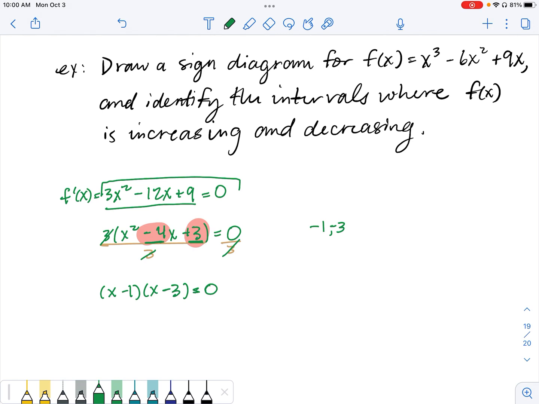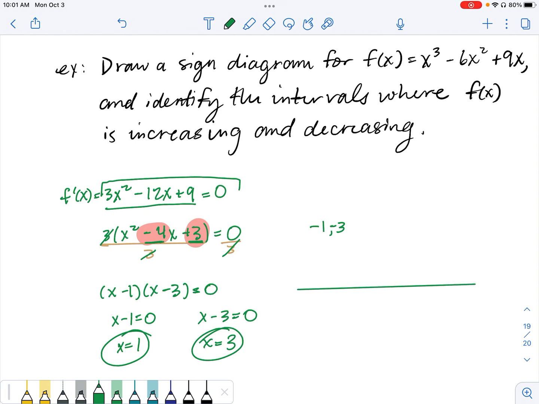And then the zero product property tells me that each of those factors I can set equal to 0 and solve for x. So in order for the derivative function value to be 0, x has to either be 1 or 3. And those become our zeros on our number line. Getting back to drawing the sign diagram, I just draw a line. I list those numbers in increasing order, 1 and 3.